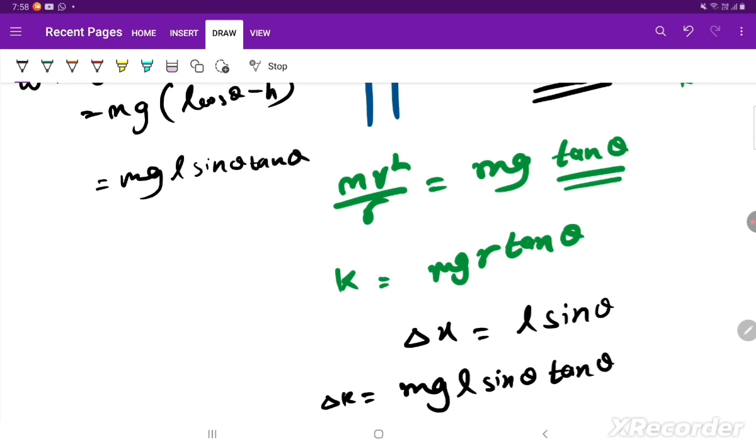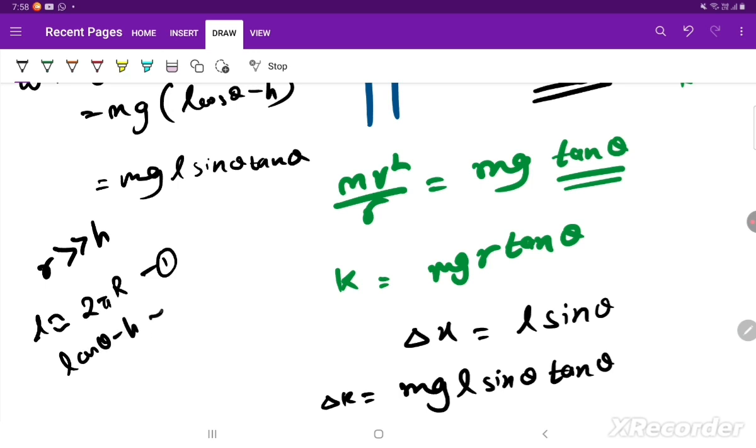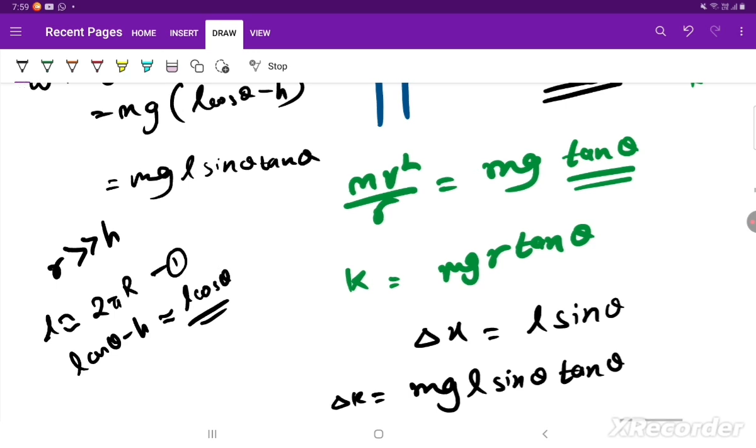Now one thing I'd like to say about this problem, a small thing, is that we need to assume that r is much greater than h. So I'll write L to be nearly 2 pi r. First thing. Second thing, L cos theta minus h is nearly L cos theta. These are two assumptions which must be mentioned in the problem. Well, they have said that these are very closely packed turns, so we can neglect the value of the pitch, that is h. But still, I think that these kinds of parameters must be mentioned in the problem.